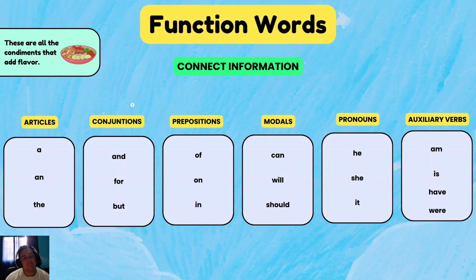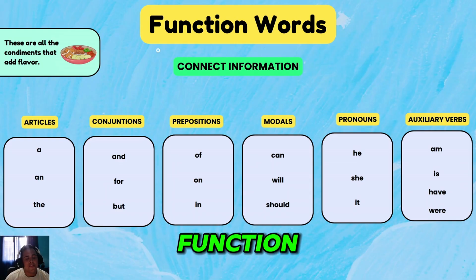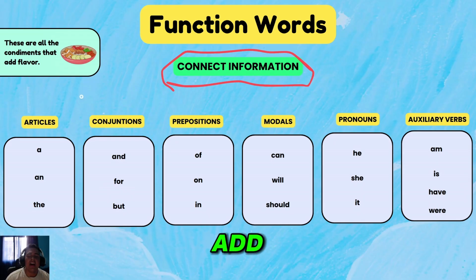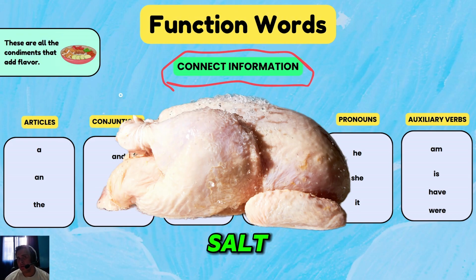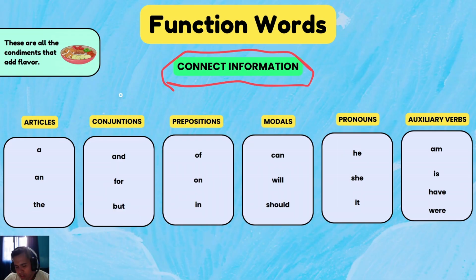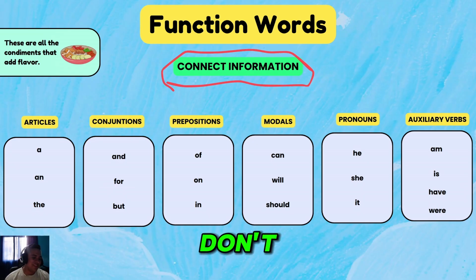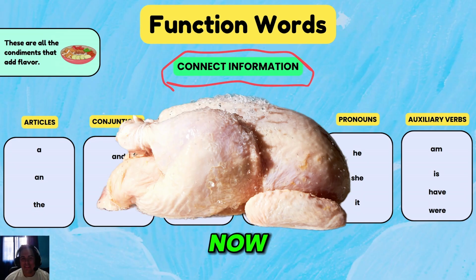So that's why we add the function words. The function words connect the information. These are all the condiments that add flavor to the dish. Just imagine if you are cooking a chicken and you don't put any salt, you don't put any condiment. It's just a chicken. If you don't put anything, it will taste like nothing.